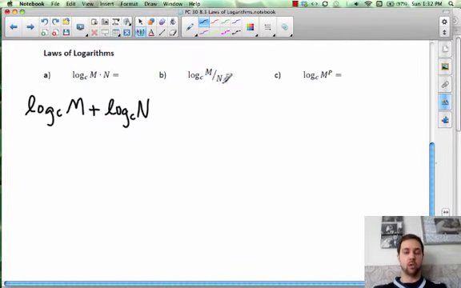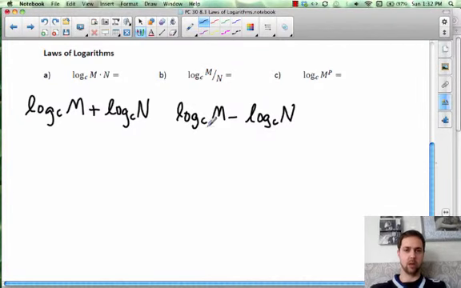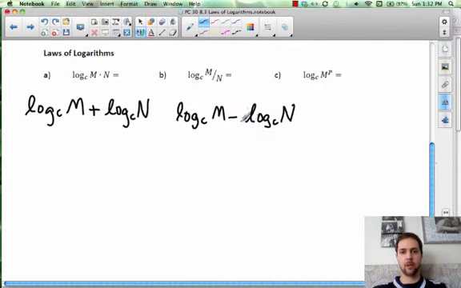Similarly, for a quotient, the logarithm of a quotient can be written as a difference. So log base c of m minus log base c of n. The numerator is the one that comes first, so log m, since m is on top, minus log base c of n. And finally, the logarithm of a power.